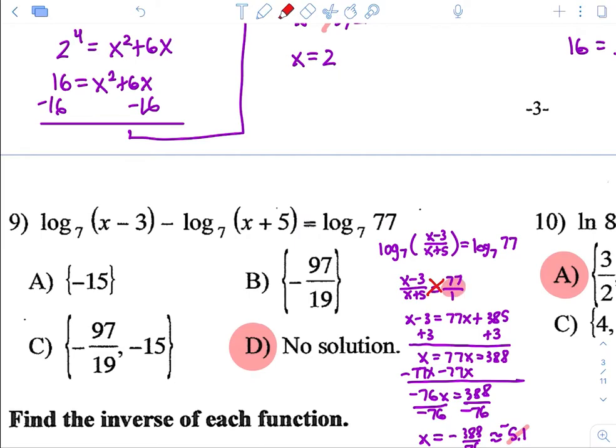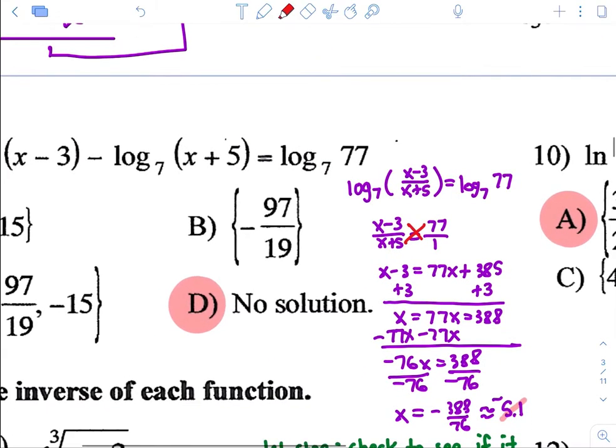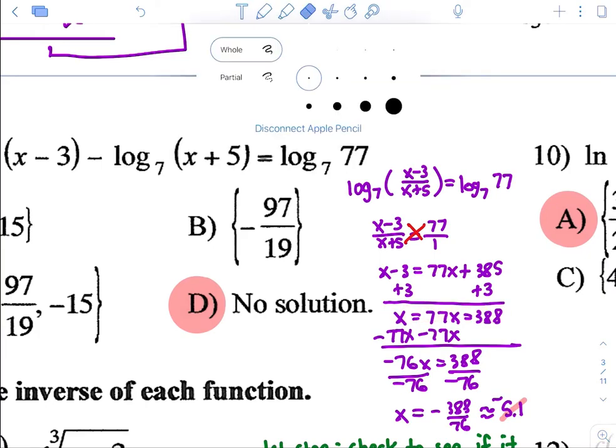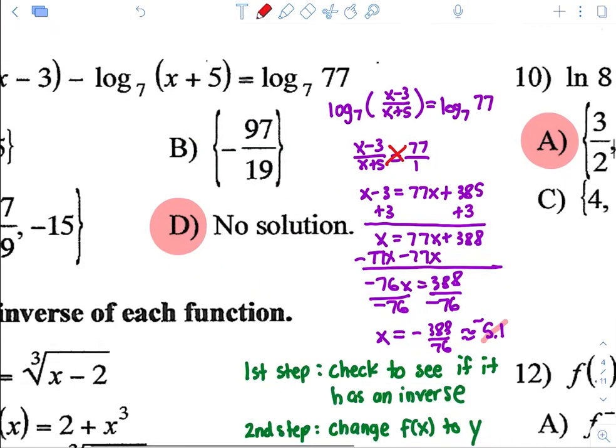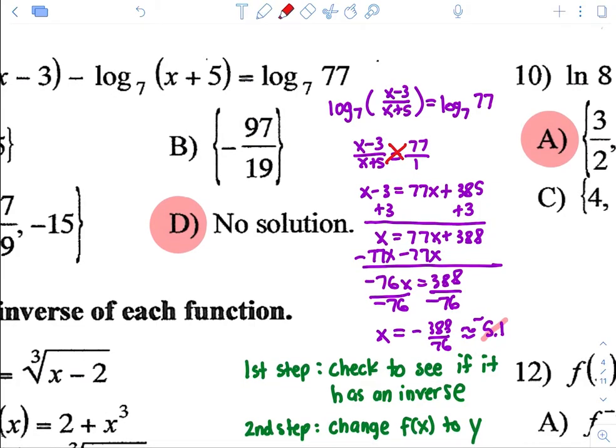I put the 77 over the 1 so that I could cross multiply. So 1 times x minus 3 is just x minus 3. 77 times x plus 5, gotta distribute, so 77 times x is 77x, 77 times 5 is 385. Now we just need to put variables on one side and constants on the other. I added 3 to both sides. Oh, this should be a positive. And then I got 388. I subtracted 77x from both sides, and I got negative 76x is equal to 388.